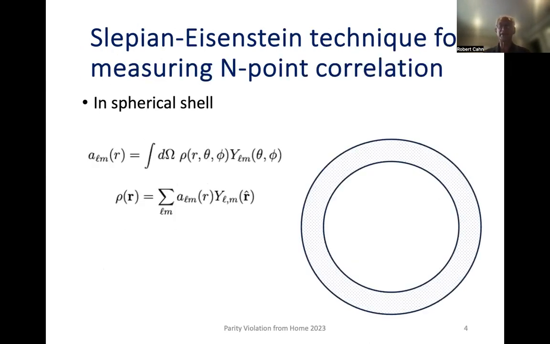Now, I want to explain briefly the technique that Slepian and Eisenstein developed for measuring efficiently N-point correlations. What we do is we imagine the density around some point at the origin, and we divide it up into shells that have some radial bin, and then we project out the components according to the various spherical harmonics. And from those, we can reconstruct the total distribution of density, albeit in bin values of R, in terms of these coefficients, a sub lm.